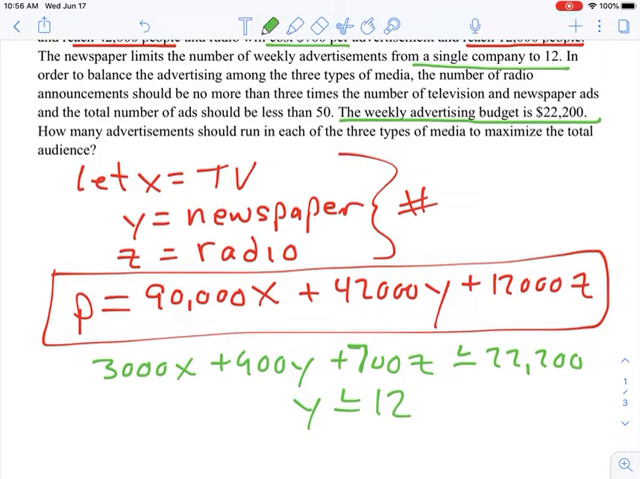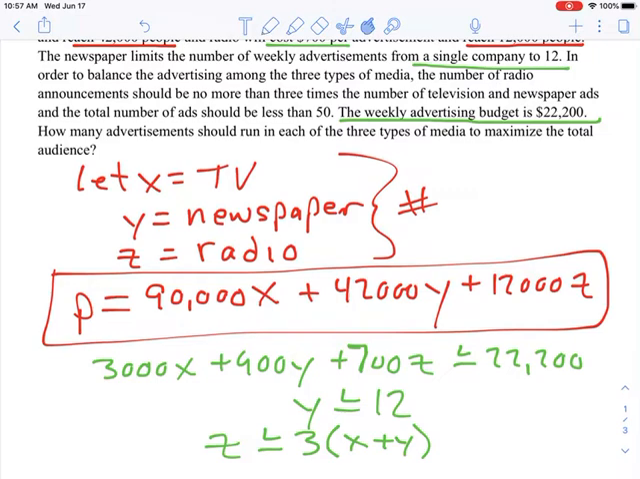There's another constraint. In order to balance the advertising among the three types of media, the number of radio announcements, which is Z, should be no more than, and no more than means less than or equal to, 3 times the number of TV and newspaper ads, 3 times X plus Y. X plus Y would be the number of television and newspaper ads. 3 times that would be 3 times the quantity X plus Y. So Z has to be less than or equal to that.